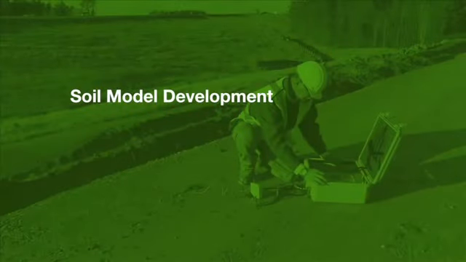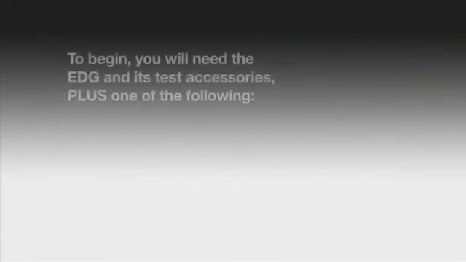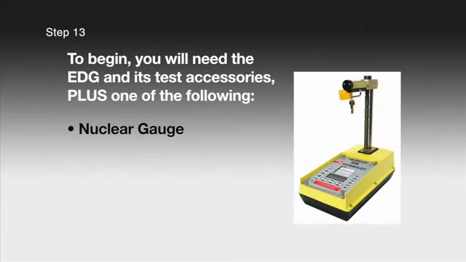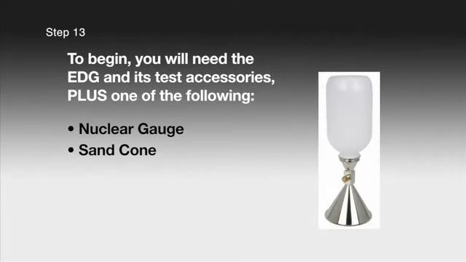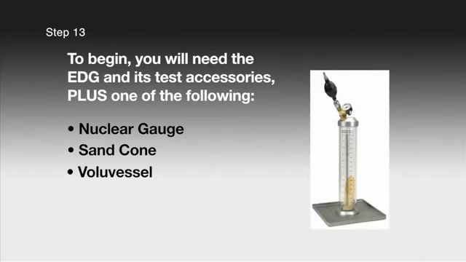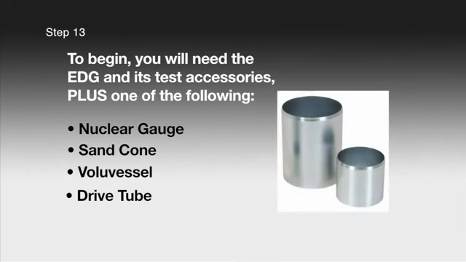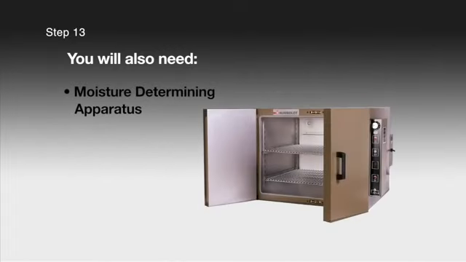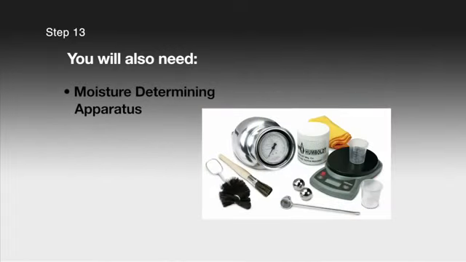You are now ready to proceed with the actual soil model development at your test site. To begin, you will need the EDG and its test accessories, as well as the equipment for one of the following traditional test methods: nuclear gauge, sand cone, volute vessel, or drive tube. You will also need a moisture determining apparatus, such as an oven, speedy moisture tester, or a field burn-off tool.